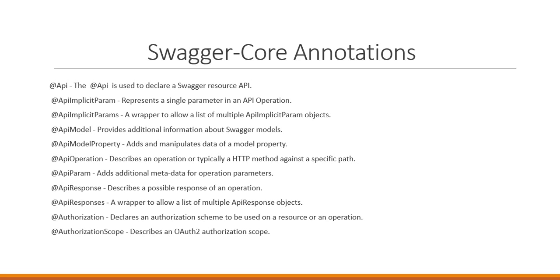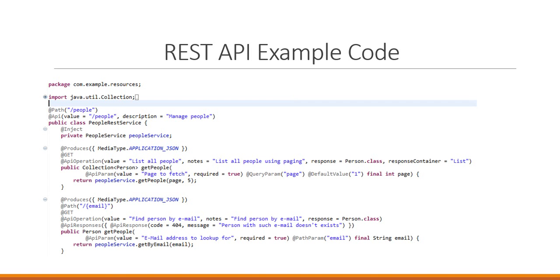Let's see some Swagger core annotations. @Api declares the Swagger resource API, then @ApiImplicitParam, @ApiImplicitParams, @ApiModel which provides additional information about Swagger models, then @ApiModelProperty, which adds and manipulates the data of the model properties, then @ApiOperation, @ApiParam, @ApiResponses, and @AuthorizationScope.